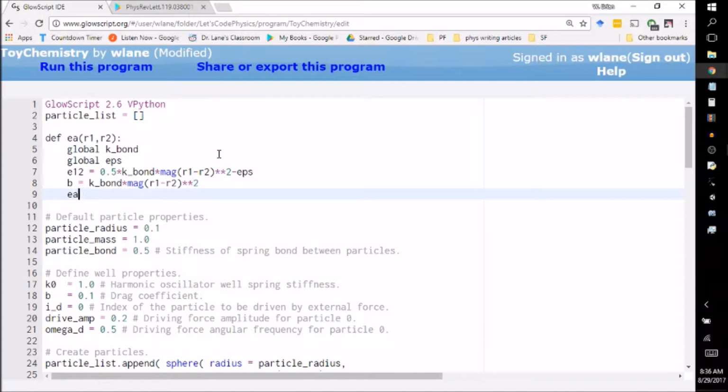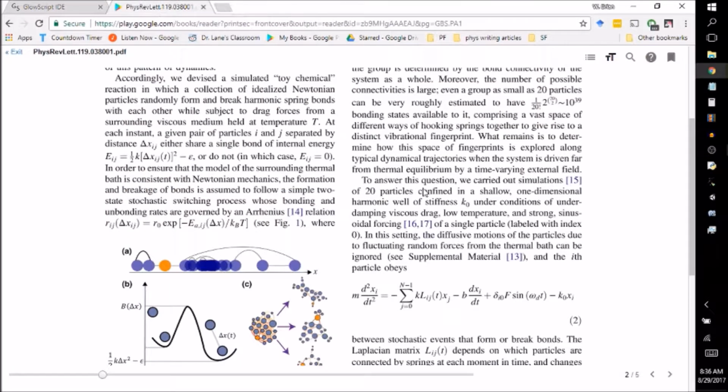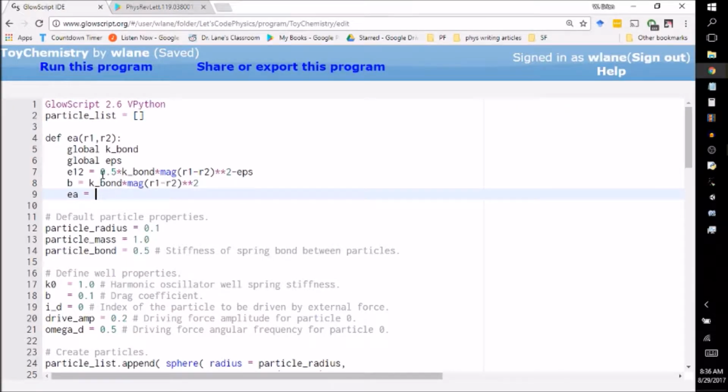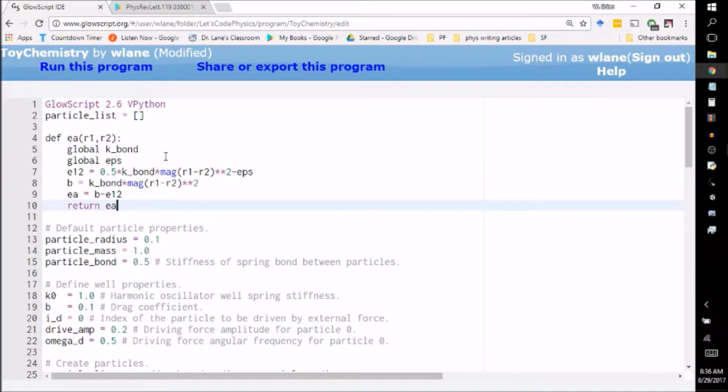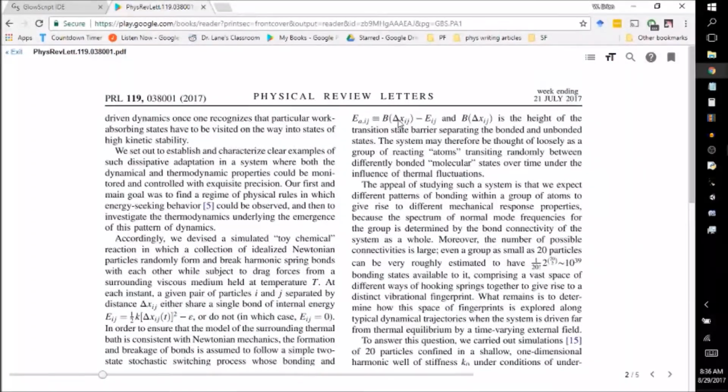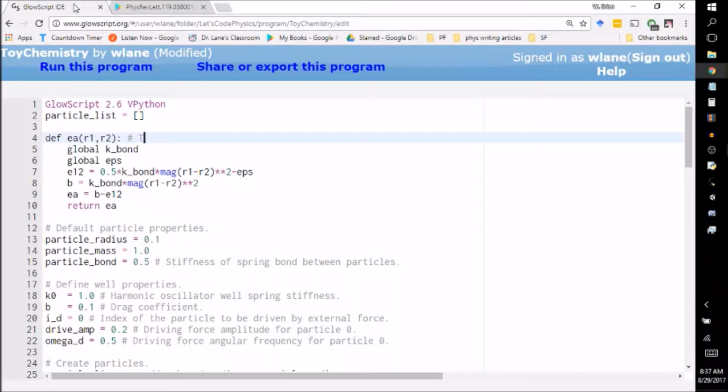And so now my EA is just going to be, let's go back to the paper one more time. It's going to be B minus E12. So I've already got my B calculated here, B minus E12. And we're going to say return EA. So when we call this function, it's going to take those two vectors as inputs. So do they give a name for this? It is the height of the transition state barrier separating the bonded and unbonded. So I guess we'll call that the transition barrier. There we go. See, you do.